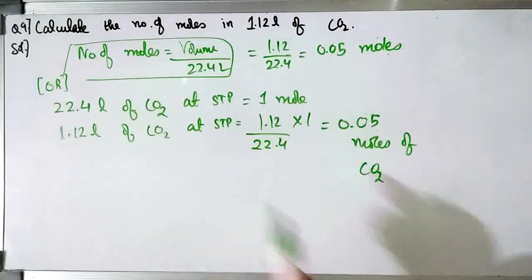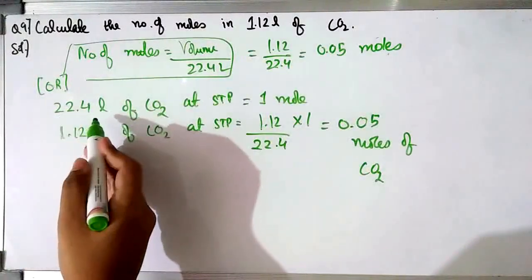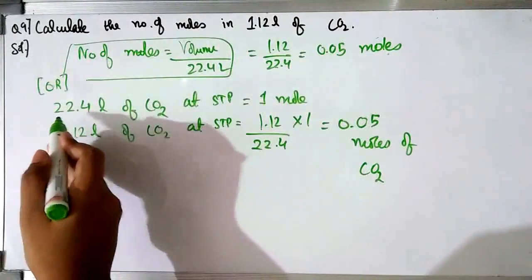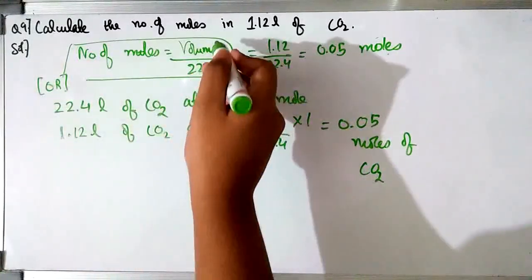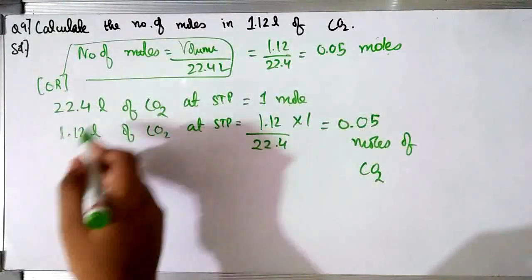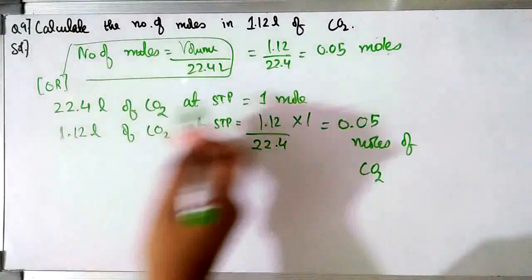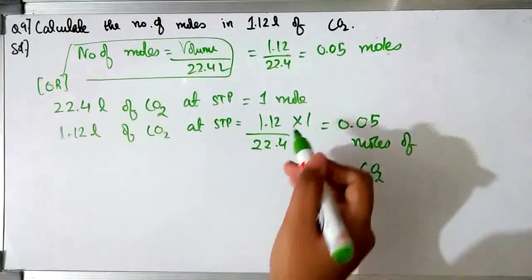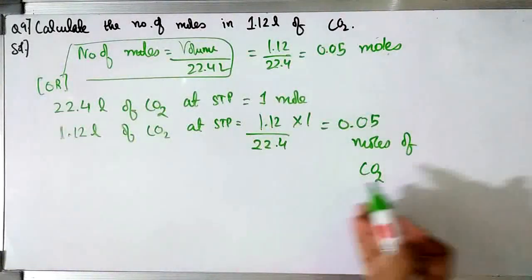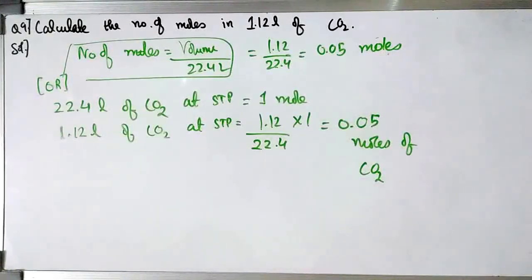So like I showed you, according to this formula, number of moles is equal to volume given upon 22.4 liters. We can even say that when we have 1 mole of carbon dioxide, it means 22.4 liters, because 22.4 liters is a constant at 1 mole. So when we have 22.4 liters of carbon dioxide at STP, we have 1 mole. So for 1.12 liters at STP, we multiply by 1 divided by 22.4 to find the number of moles, which will be 0.05. You can do it with either method, whichever you find easier or better.